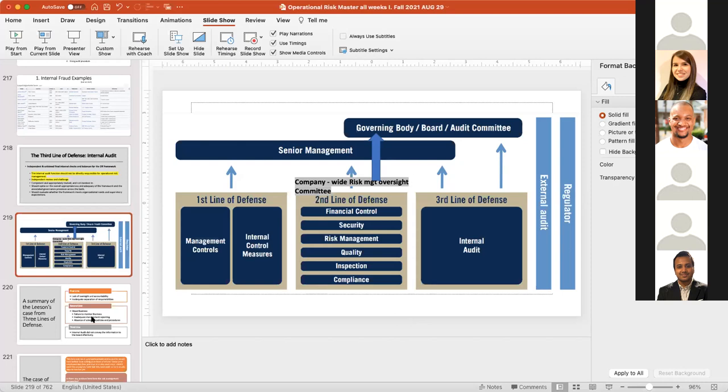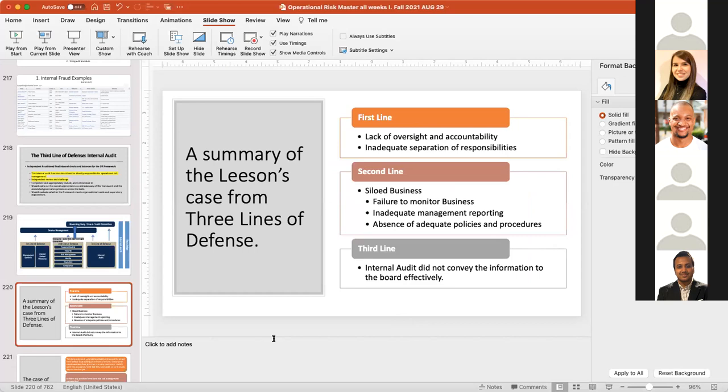So just to summarize, Nick, for the front line, there was a lack of oversight and accountability, inadequate separation of responsibilities. That was the big one there. Second line, it was a siloed business. It wasn't like he was getting a lot of supervision from above. And the third, there wasn't much of an audit function, and whatever they learned, they didn't really publicize it.